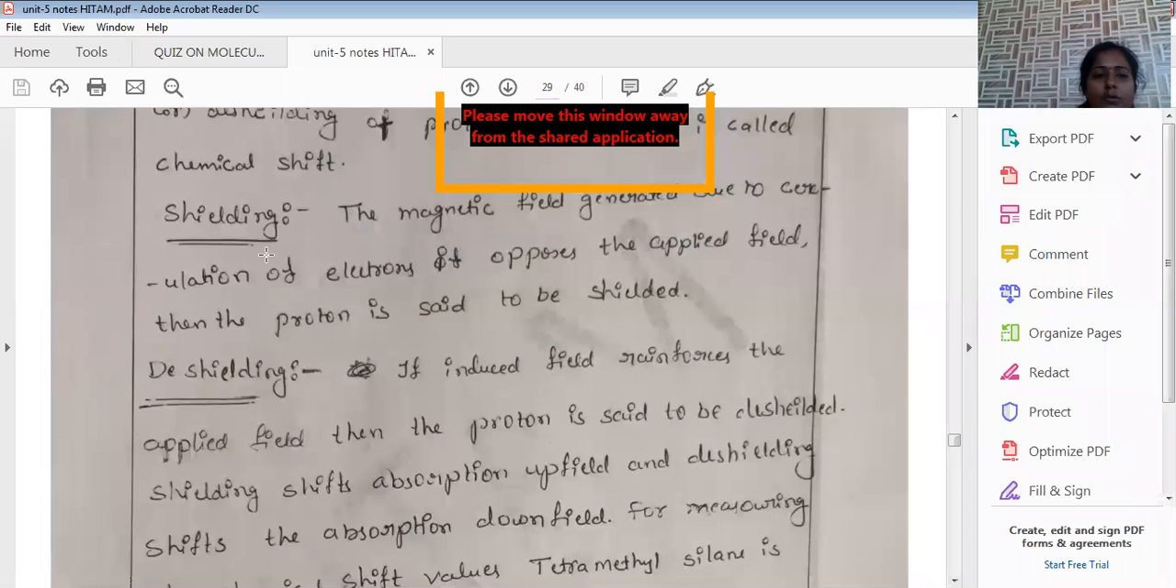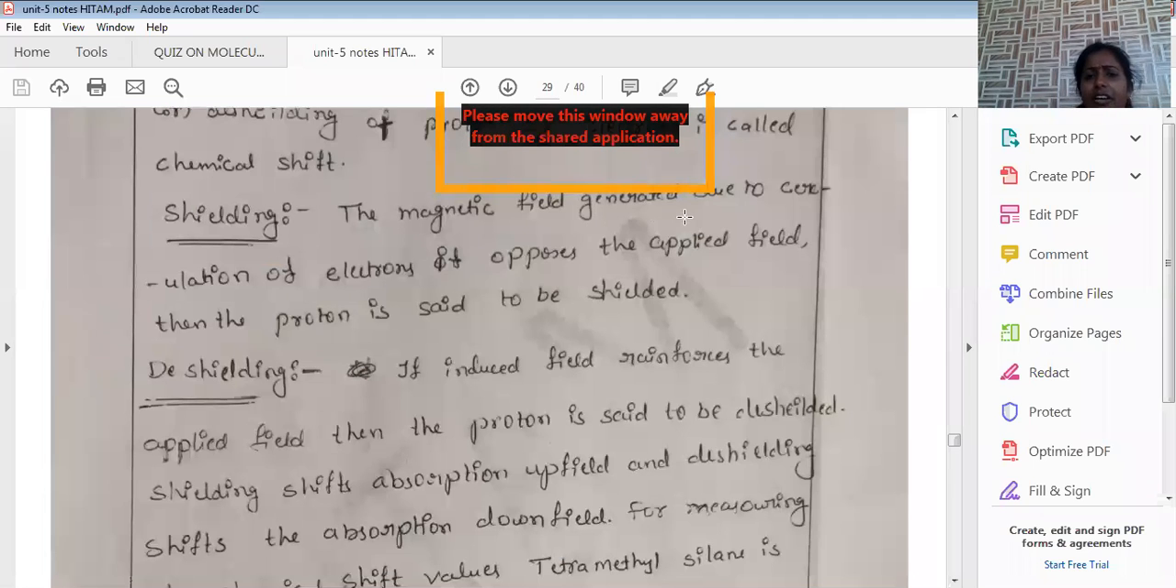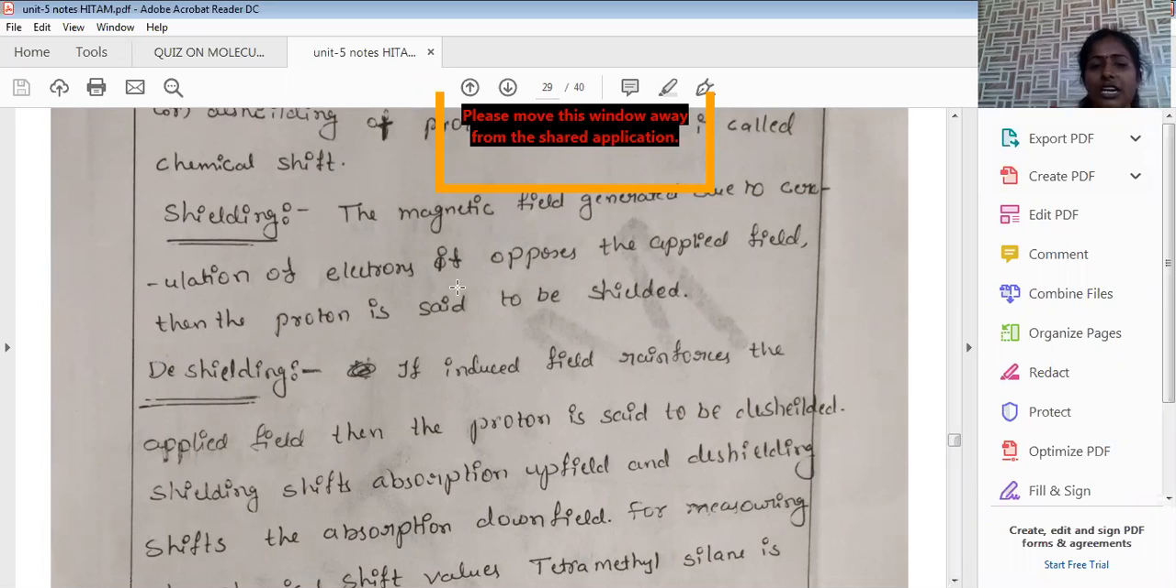Now let us see what is meant by shielding. Shielding is when the magnetic field is applied. We are taking the sample compound here. The sample compound is irradiated with radio frequency on its surface. If both have opposite movement, that is, the direction of their rotation is in the opposite direction, then the protons are said to be shielded. The internal magnetic field and the external magnetic field have opposite directions of movement. That is called the shielding effect.